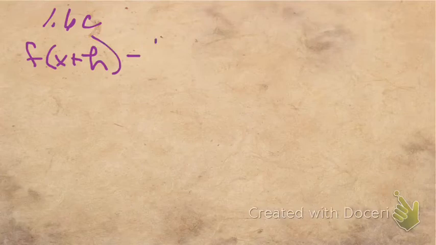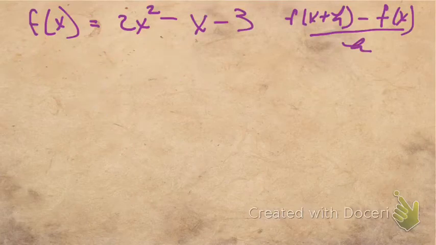So this is 1.6c, continuing on with lesson 1.6. Yesterday we ended with the difference quotient, or the average rate of change formula, which, if you remember right, looks like this, all over h.